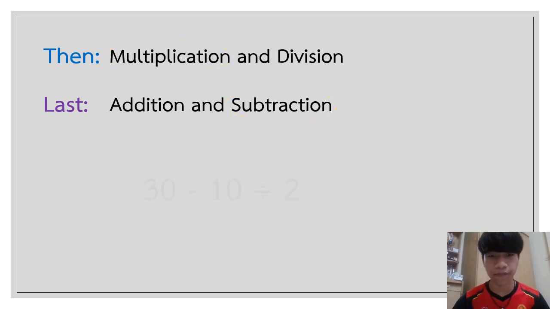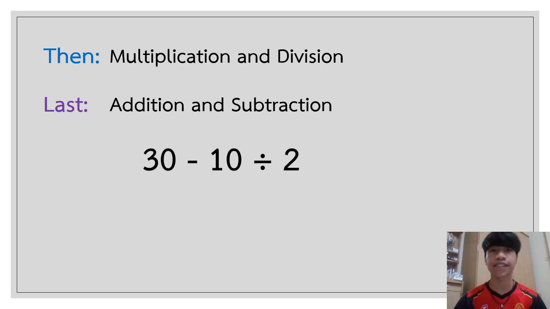And the next problem, 30 minus 10 divided by 2. Do you remember? The division is before the subtraction. The first thing you need to do is 10 divided by 2, which is equal to 5, and then 30 minus 5 is equal to 25.